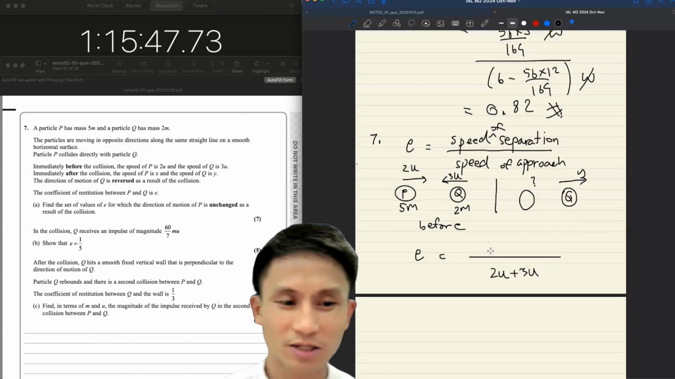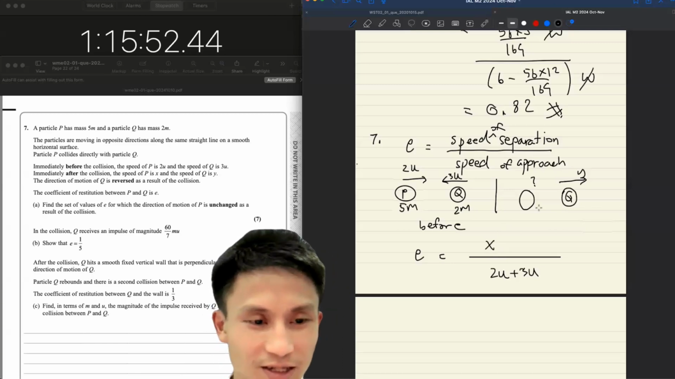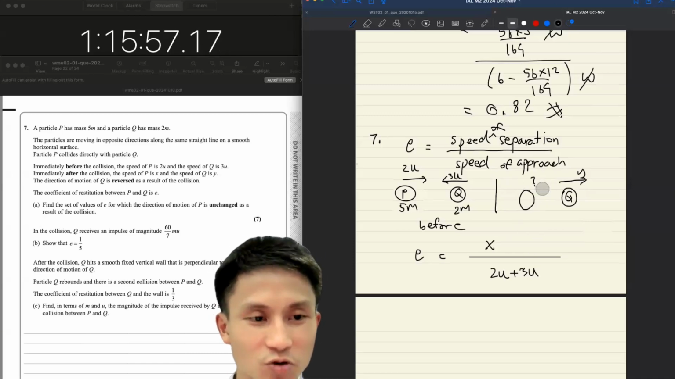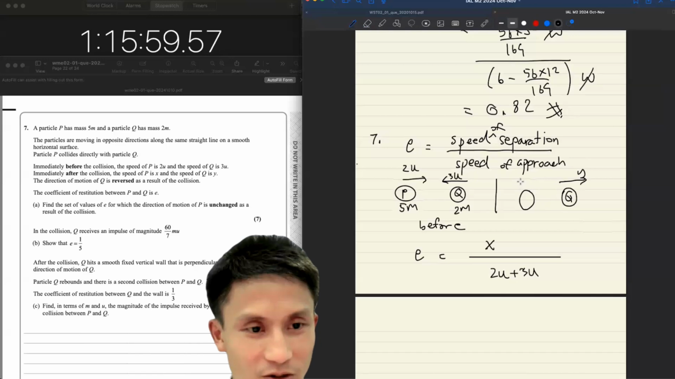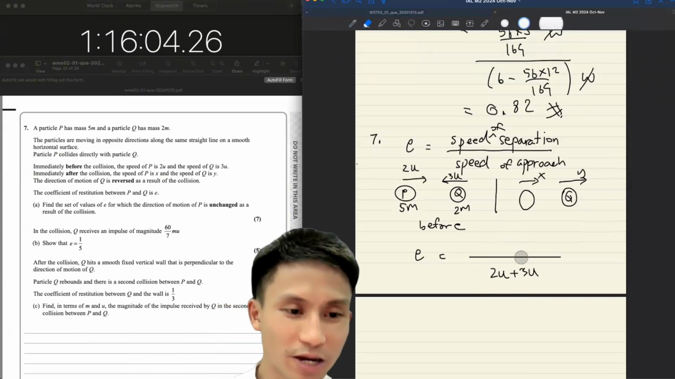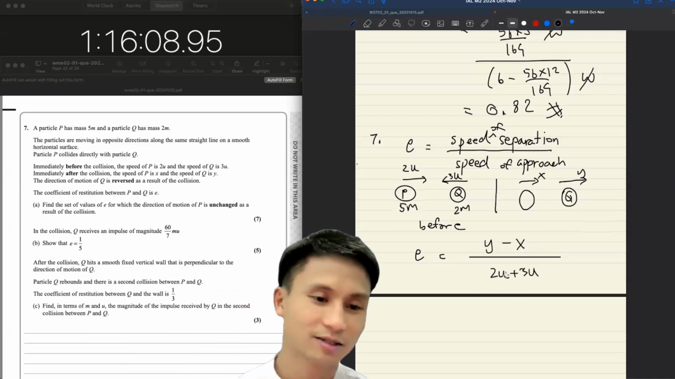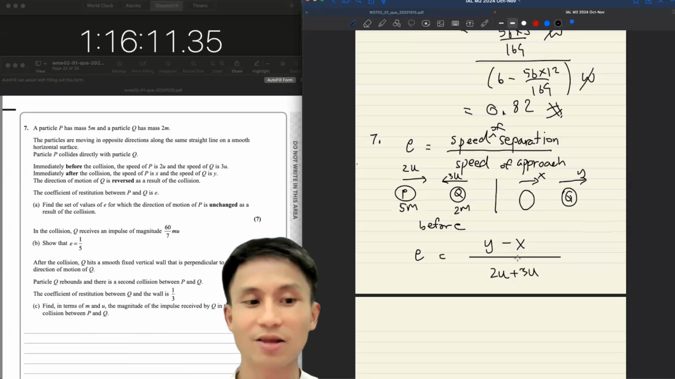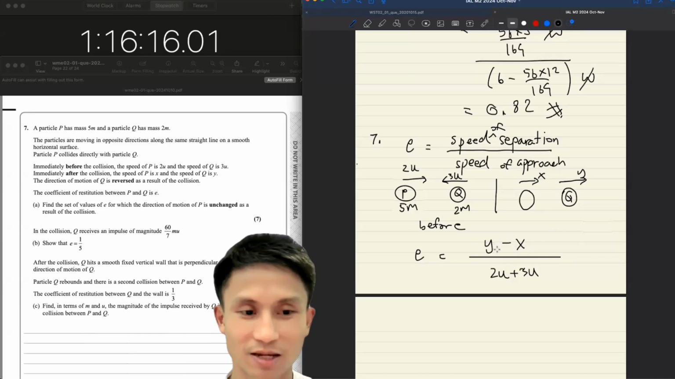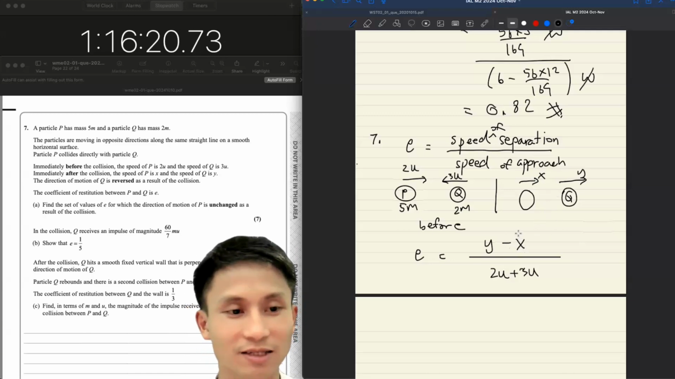And the speed of separation, right? So let's put that as an x first. If we assume that x goes that way, the speed of separation would be y minus x. But if x goes the other way, if x turns out to be a negative value, this is going to be y plus x, but we've taken x as a positive value.